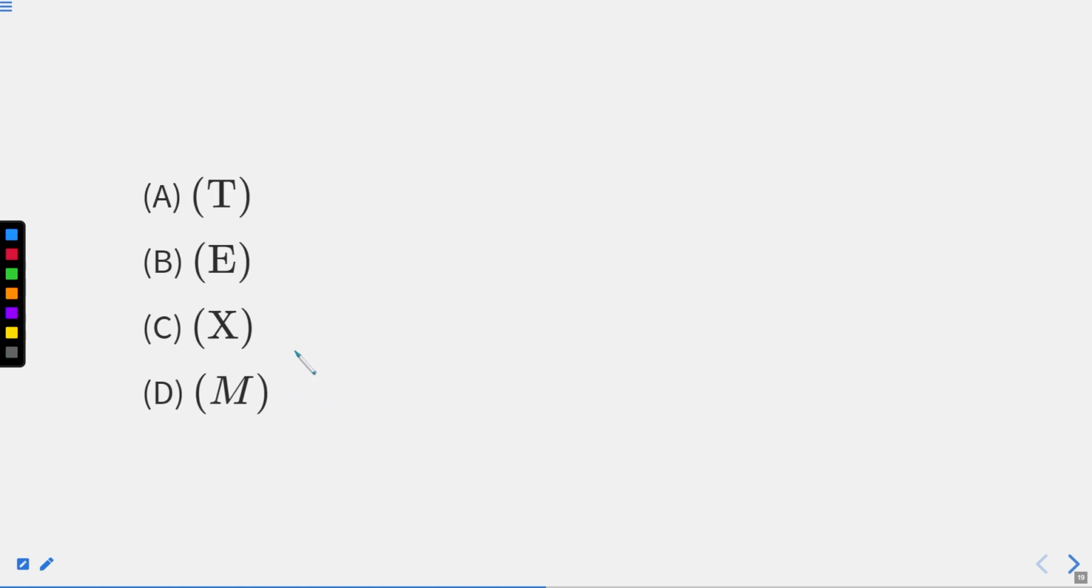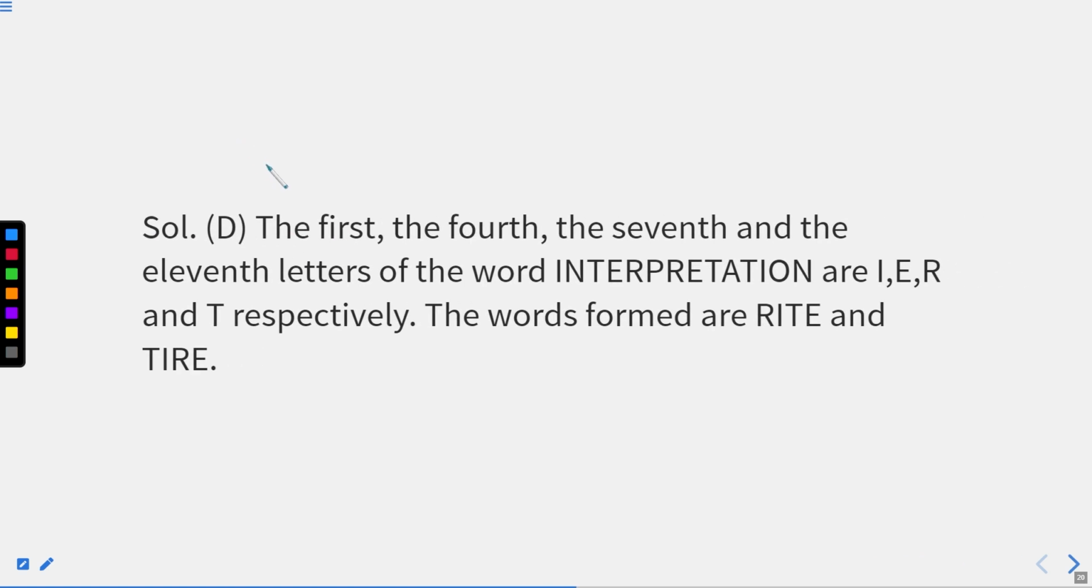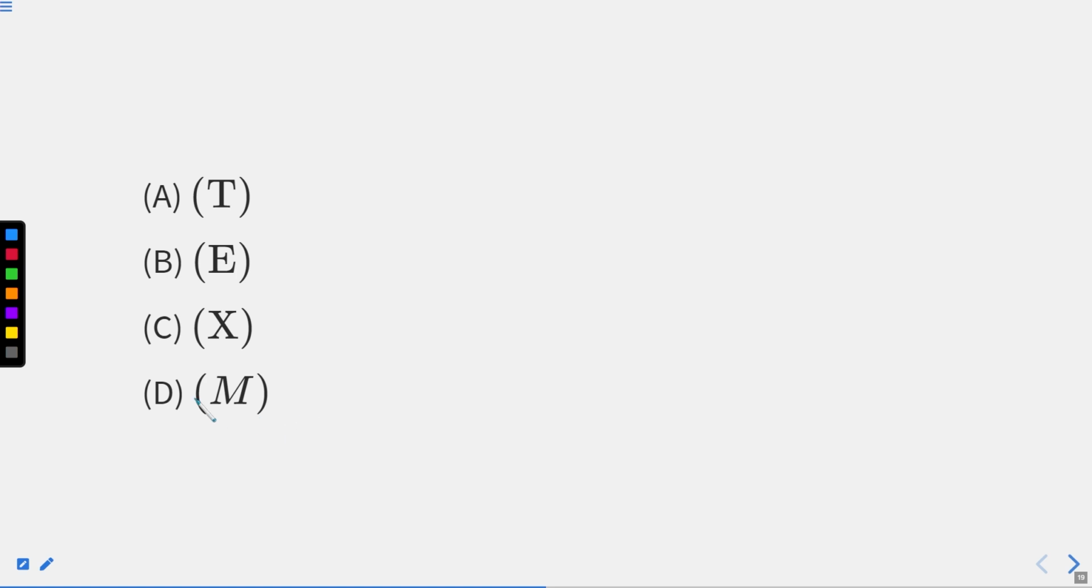We have M, X, E, T in the options. Now we'll check whether we are able to form meaningful words or not. So the 1st, 4th, 7th along with 11th letters are I, E, R, T. So if we form a word, we are able to form the first word as rite. And we are able to form another word, that is tire. As we read in the question, if we are able to form more than one word, then we'll mark our answer as M. So if we move back to the question, option D says M, right? So this is going to be our answer.